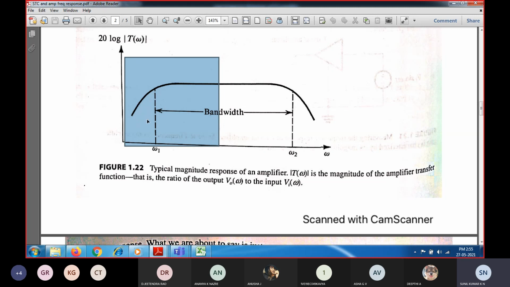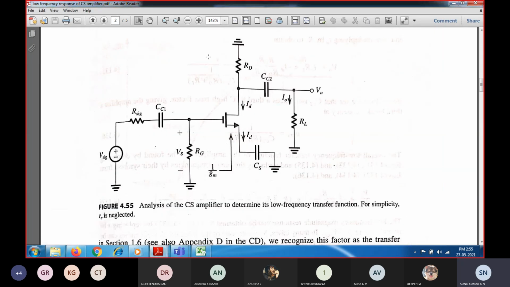And also we know the root cause for this gain reduction at this lower frequency range of operation. So what is the necessity for gain reduction at lower frequency? At low frequency, the circuit which you are having, this is the circuit of the low frequency circuit.